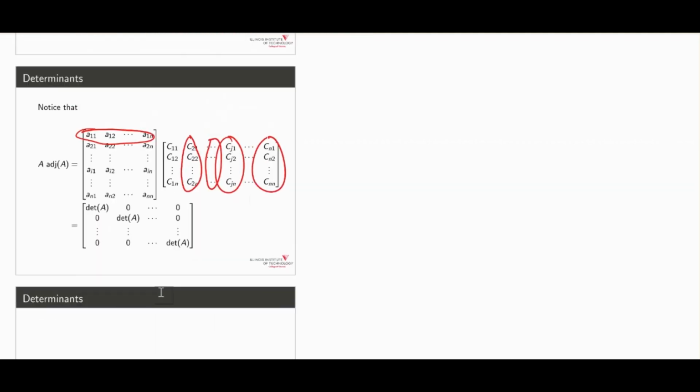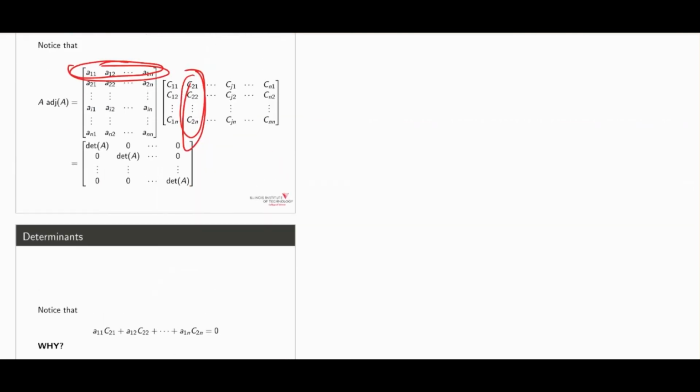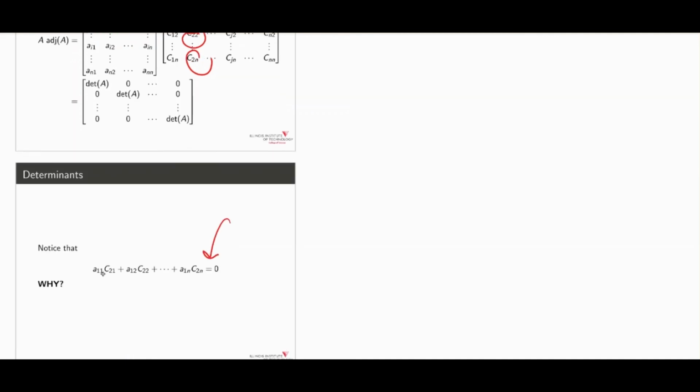So let's just look at this example and take a look at one of them. If you take this first row and multiply it with this second column, you see the terms will be A11, then C21, A12, and then C22, all the way to A1n, C2n. I am claiming that this is going to give you 0. So when the indices here are different, I'm claiming that this is 0. The question is why?